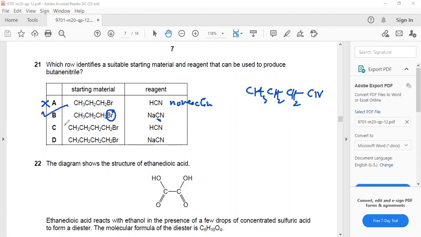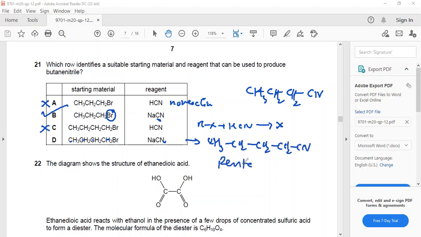B is the answer. Why not C? No reaction. Halogenoalkane plus HCN, no reaction. 1, 2, 3, 4, 5 carbon will form here. This one will form pentane nitrile. Its name is pentane nitrile. Keep in mind, we also count this carbon of cyanide in IUPAC. So D is also wrong.